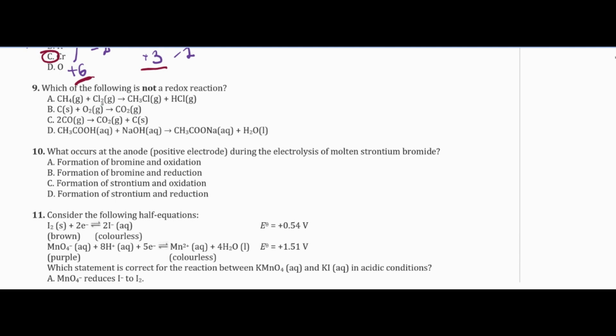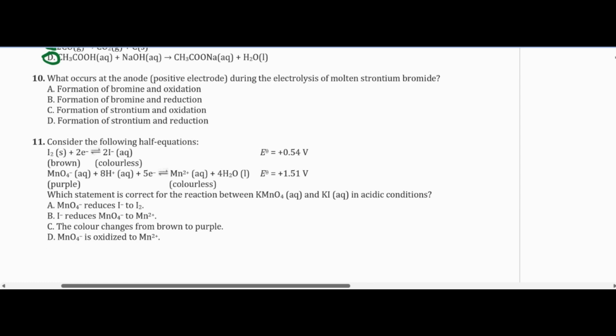Well, A is a redox reaction. There's a chlorine right there, so it won't be A. B also has elements, so does C, which means it will be D. D isn't a redox reaction, so nothing's being reduced, nothing's being oxidized.